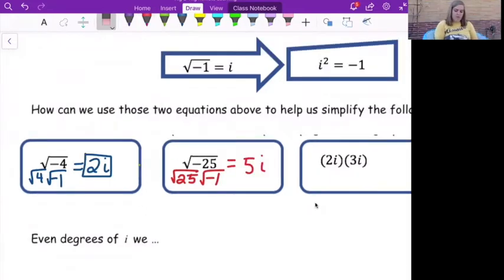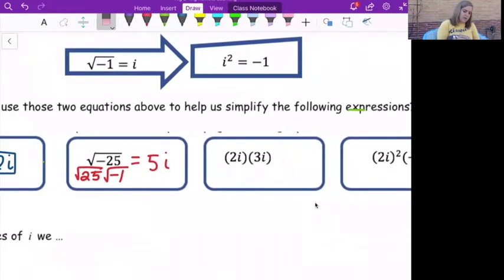So now if we go to do 2I times 3I, we're going to take 2 times 3 to get 6. And then we have I times I, and that's going to give us I squared, just like when we have X times X, that gives us X squared. And using this up here, this would give us -1 times 6. And so then this would be -6.